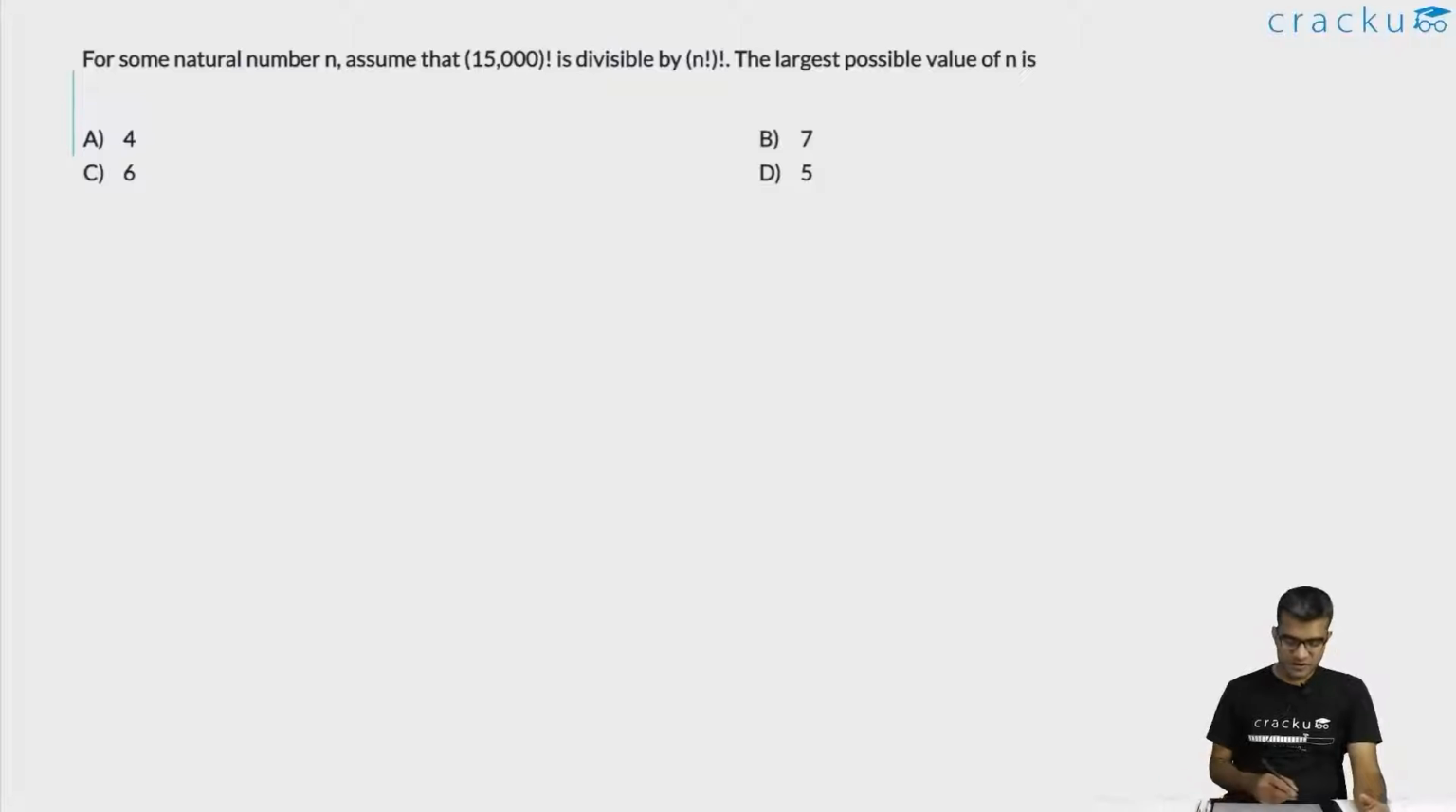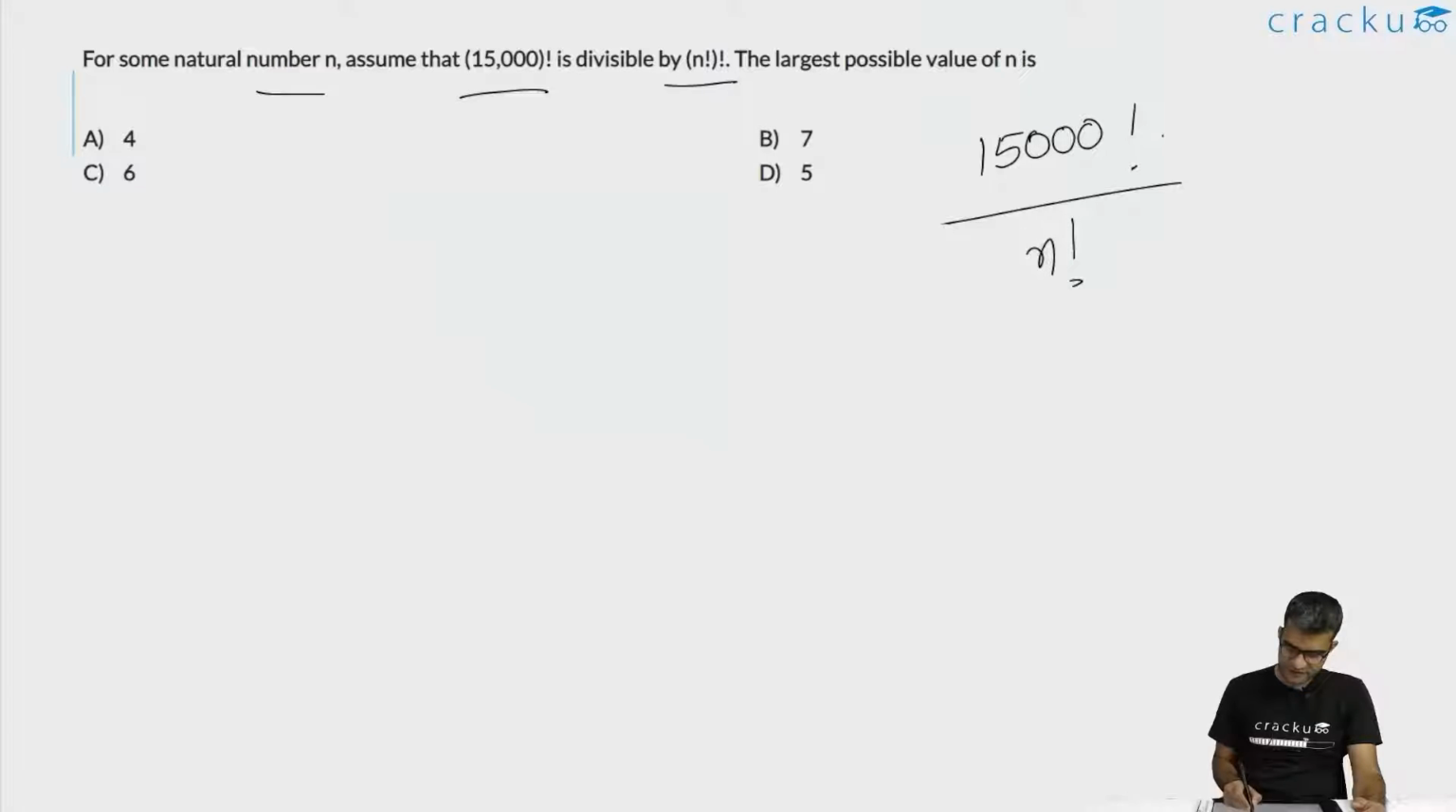In this question, we are told that there is a natural number n such that 15,000 factorial is divisible by n factorial factorial. We are required to calculate the largest possible value of n.